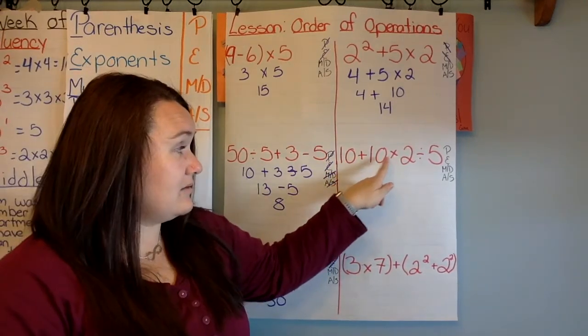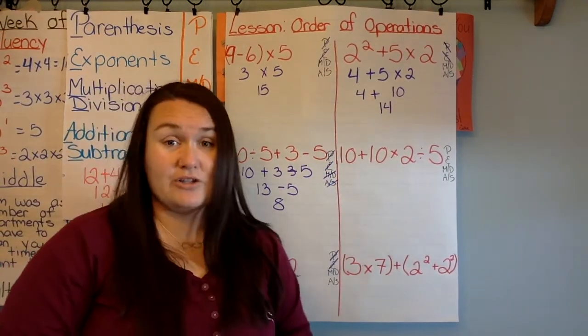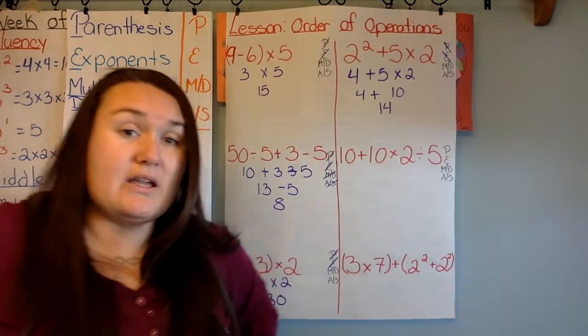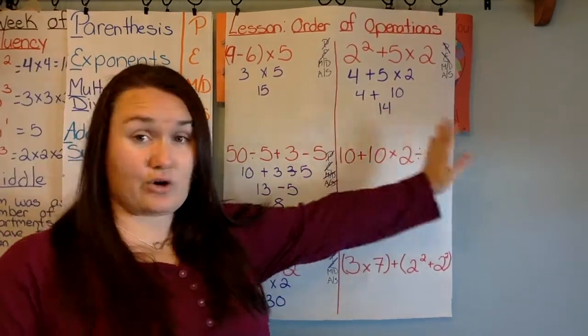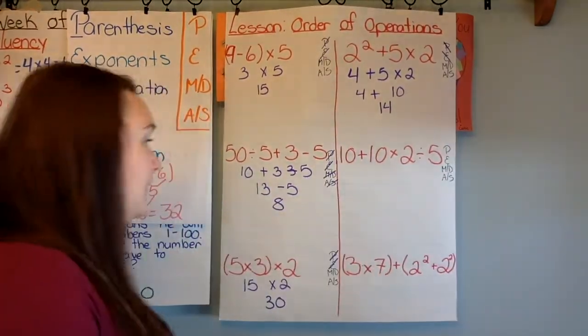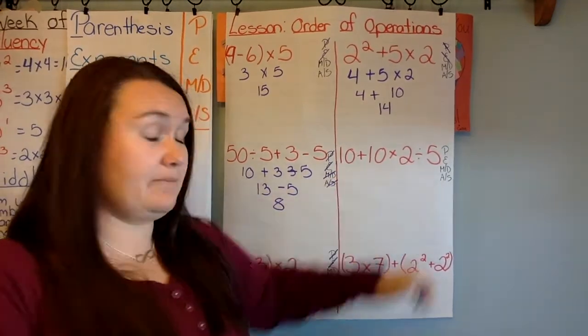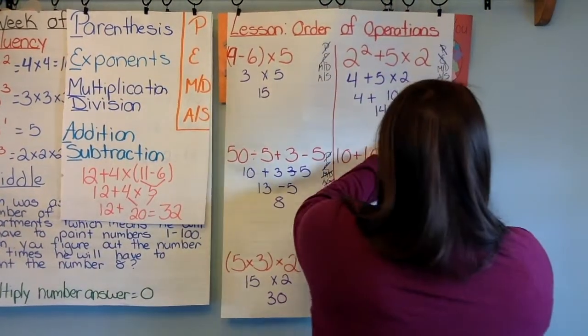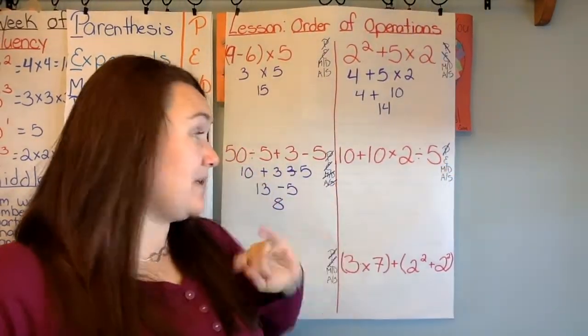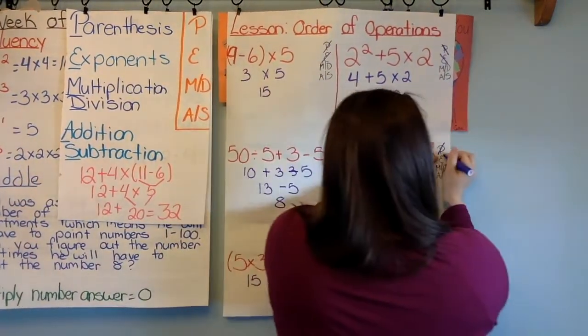10 plus 10 times 2 divided by 5. Here's another kind of tricky one because if you solve just straight across, you're not going to get the right answer. So parentheses, do we have any? No. We can keep moving. Exponents, do we have any? No, we can keep moving.